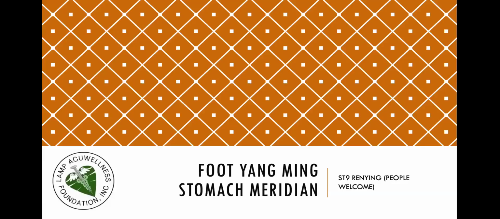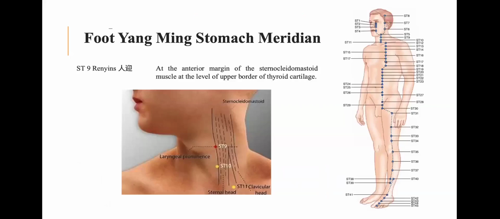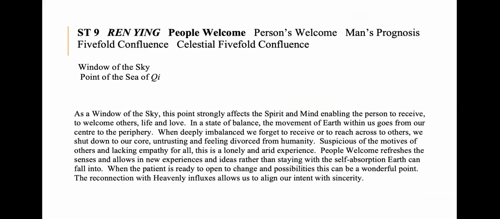Let's now go to Foot Yang Ming Stomach Meridian. Let's discuss Stomach 9, Ren Ying, People Welcome. Foot Yang Ming Stomach Meridian. It is located at the anterior margin of the sternocleidomastoid muscle at the level of the upper border of the thyroid cartilage.